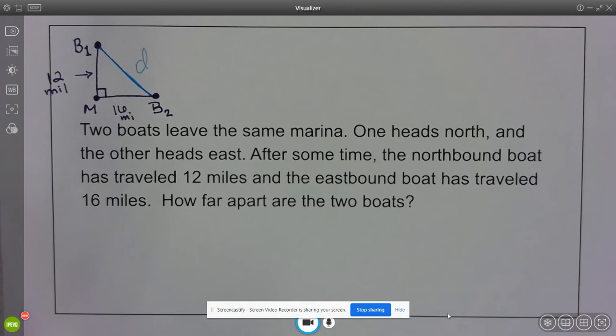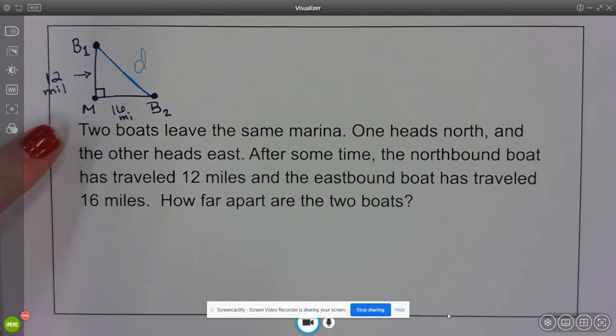There it is. So since I have a right triangle here, I know that this was beaten into your heads when you were in middle school. If I have 2 legs of a right triangle and I'm trying to find the hypotenuse, I can use Pythagorean theorem.